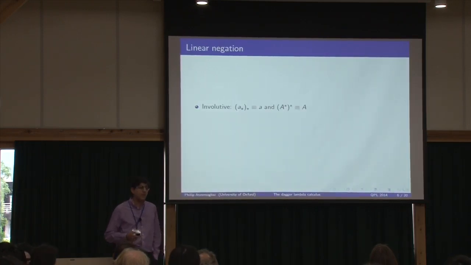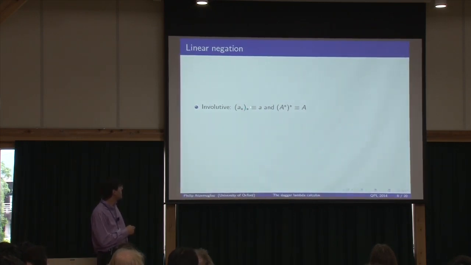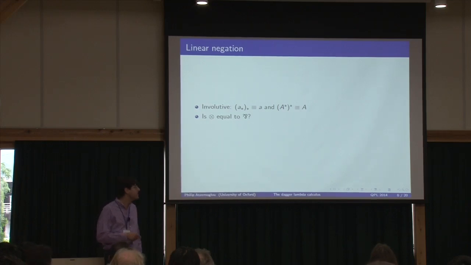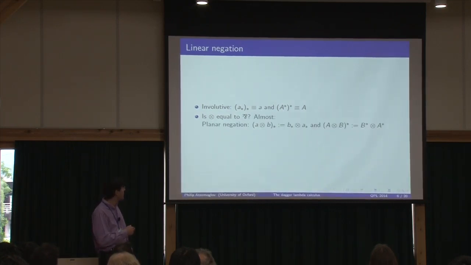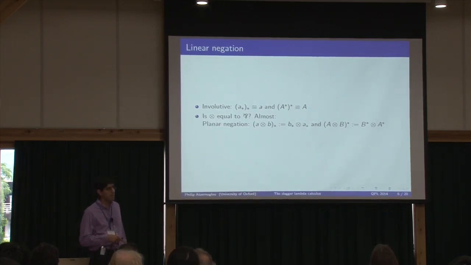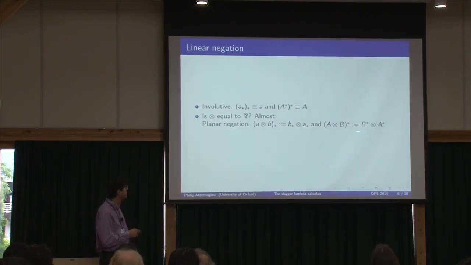Now you've noticed that I've used the star. The star corresponds to a form of linear negation. It's involutive, so A star star is A, both for the terms and for the types. And then the question is, we've seen in many quantum logics that tensor is equal to par. Is it equal to par in this case? I'm going to say almost. I use a planar negation. So A tensor B and everything star gives you B star tensor A star. That's to allow for a better, more planar representation if you want to use these things to draw a diagram. Similarly for the types.